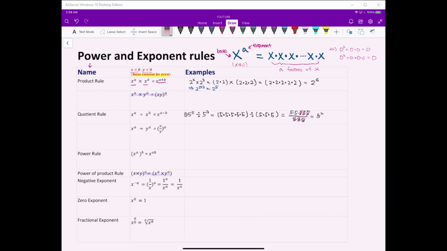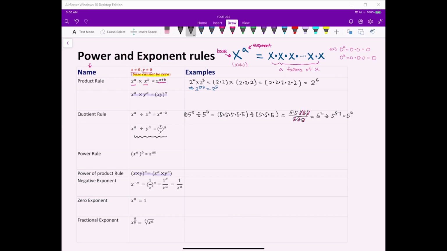However, you can use the quotient rule to simplify the powers more effectively by subtracting the second exponent from the first one, which is 5 to the power of 5 minus 3, which is 5 squared. Again, they give the same answer. But using the quotient rule can save a lot of time.